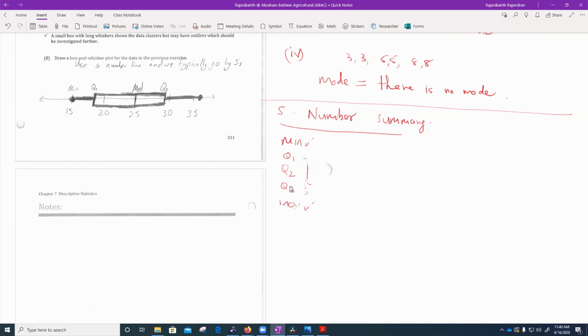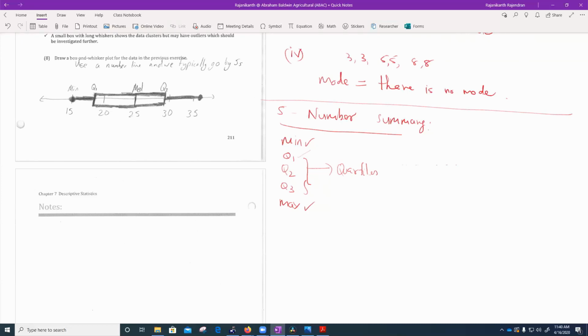You see the letter Q everywhere, right? Q1, Q2, Q3. These are called quartiles. Q1 is the first quartile, Q2 is the second quartile, and Q3 is the third quartile. What does that mean?